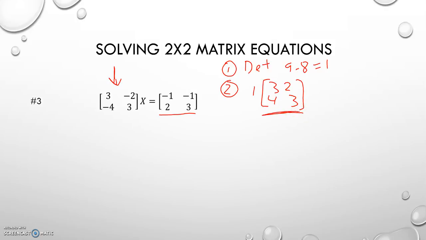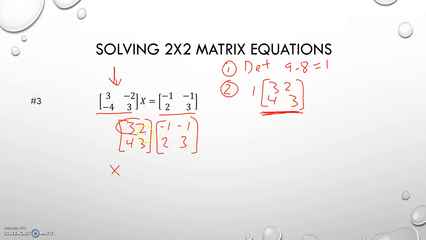So I can multiply that inverse matrix times this matrix, get the identity matrix. The identity matrix times x is just x. But then I also have to take this inverse matrix, which is [3, 2; 4, 3], and multiply it times the existing matrix on the right-hand side, which is [-1, -1; 2, 3].